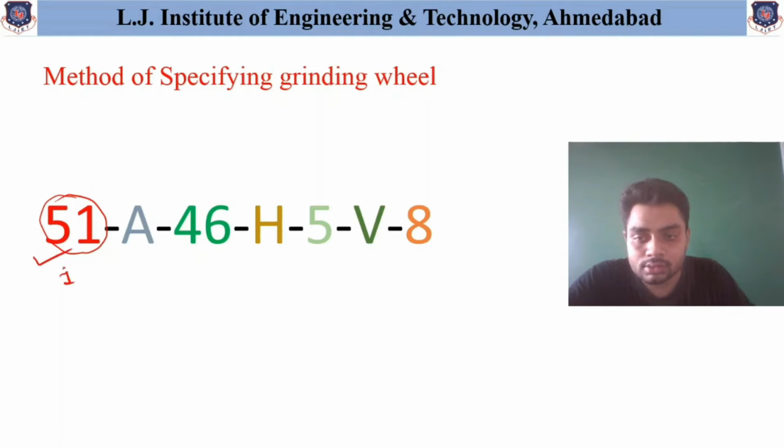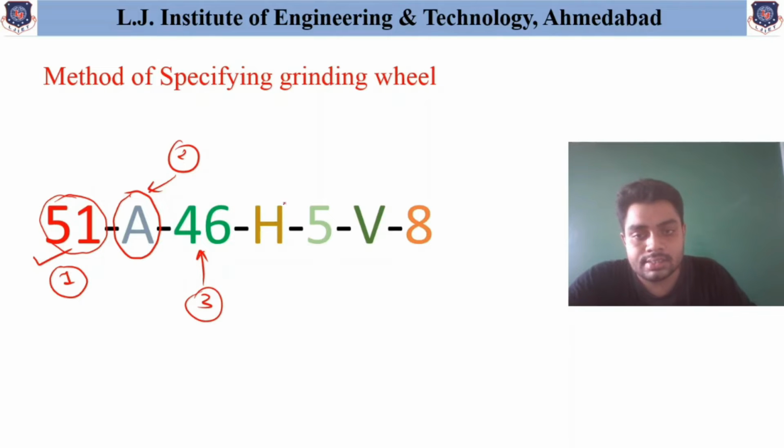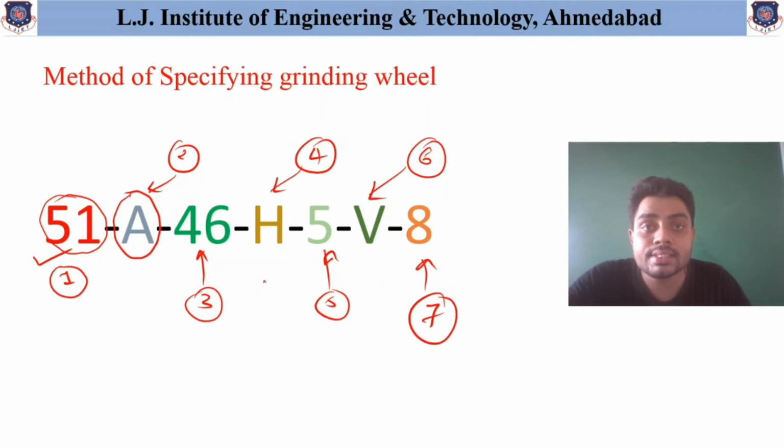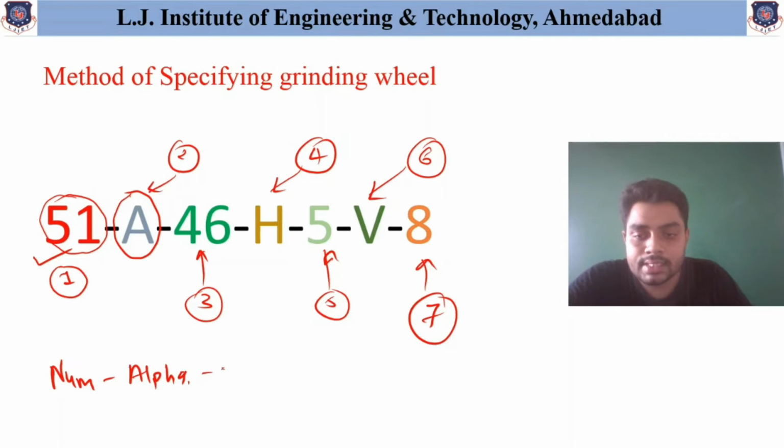This is the first, and it has a certain interpretation. Next is A, this is second, this is third, fourth, fifth, sixth and seventh. As you can see, there is a proper sequence. The first is a number, the second is an alphabet, next is a number, next is an alphabet, then again a number, an alphabet, and a number.